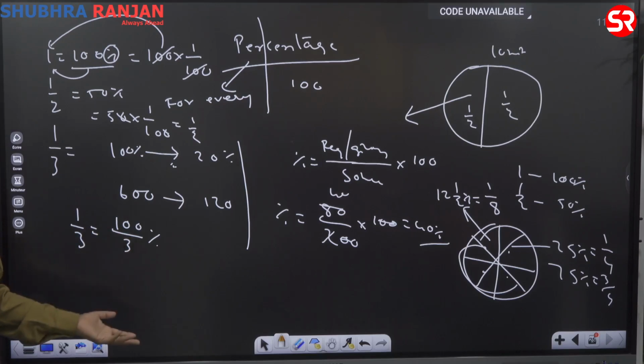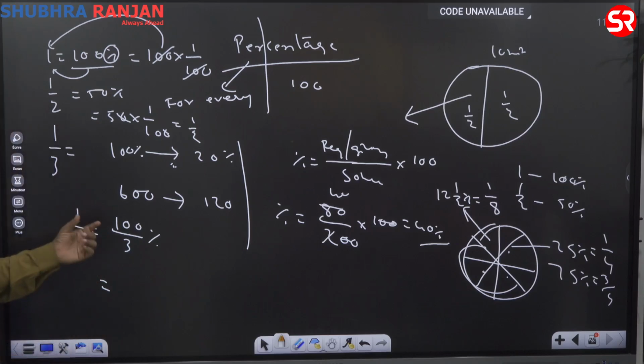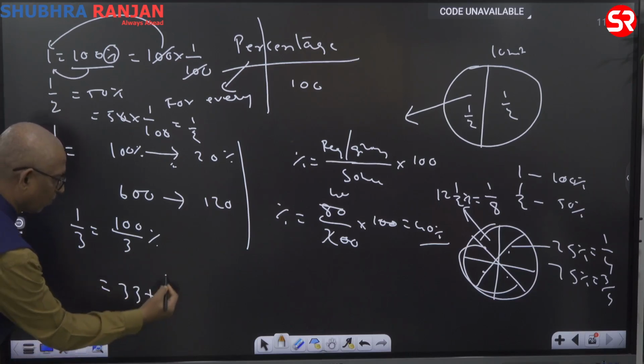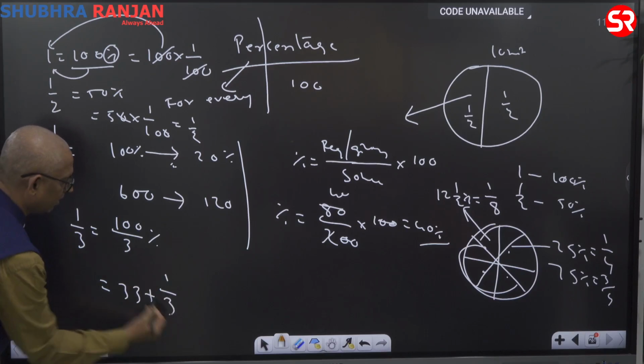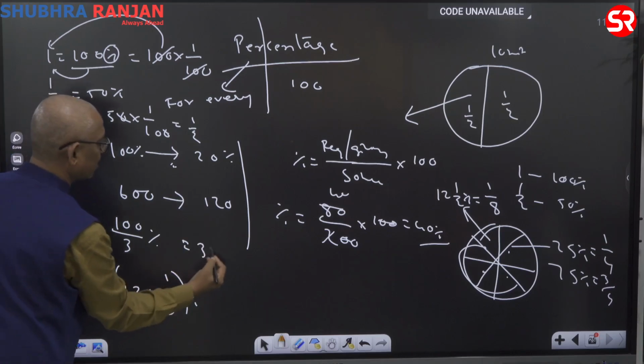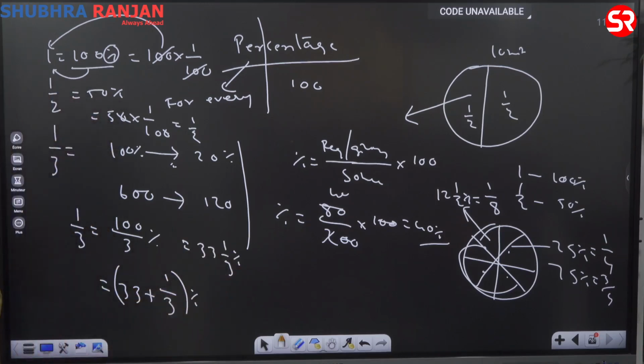So how to do this? We know the division rule. We will apply the division. So we know the nearest number to 100 that is comfortable for 3. 33. What is 33 times 3? 99. So 33. What is the remainder? 1 divided by 3. So the answer is 33 1 by 3 percentage. This is what you have to do. You have to apply all the division rules in the percentage itself.